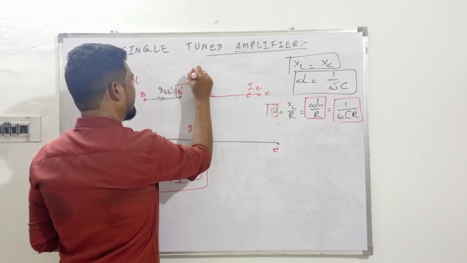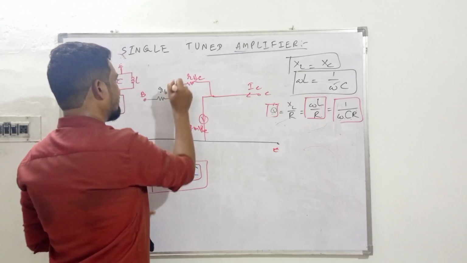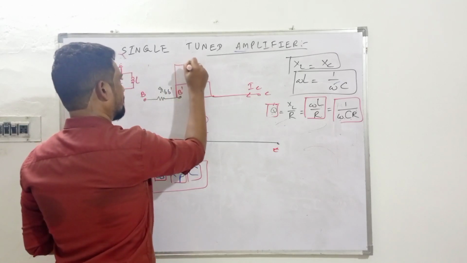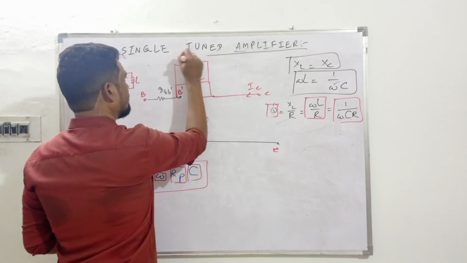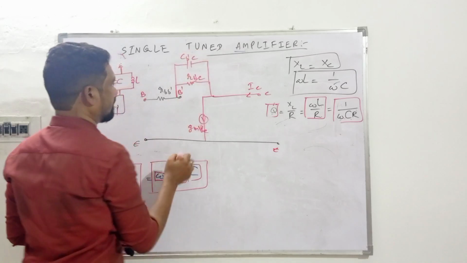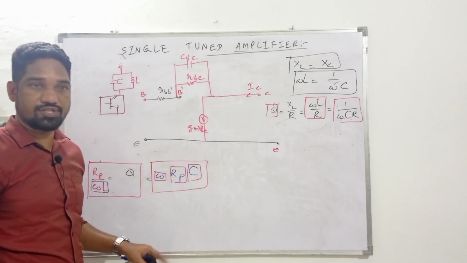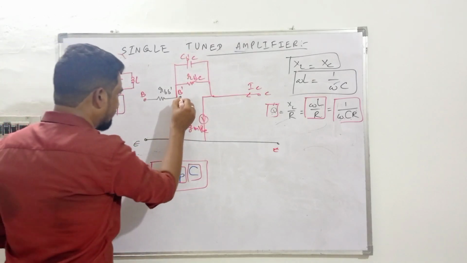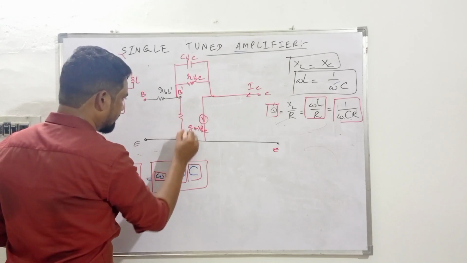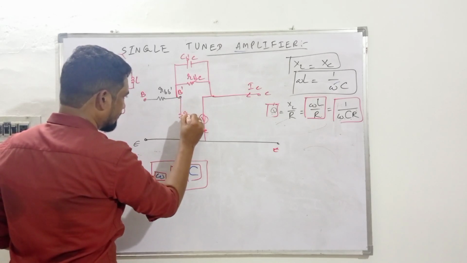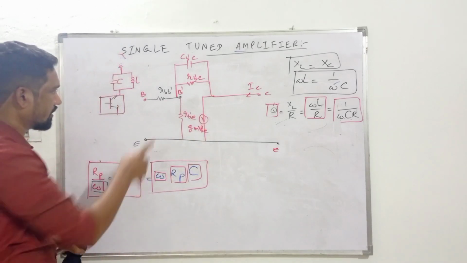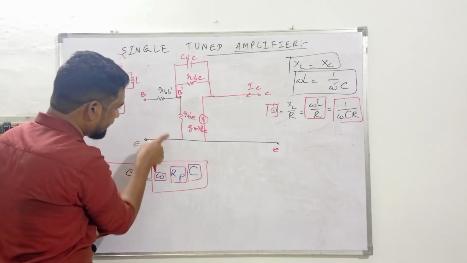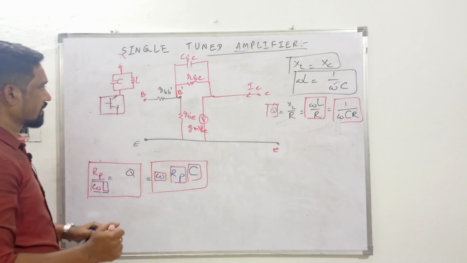R B dash C, right? And also a capacitor, C B dash C, between those two terminals, B dash and C. And even here, between the virtual base B dash and emitter, we have R B dash E, right?